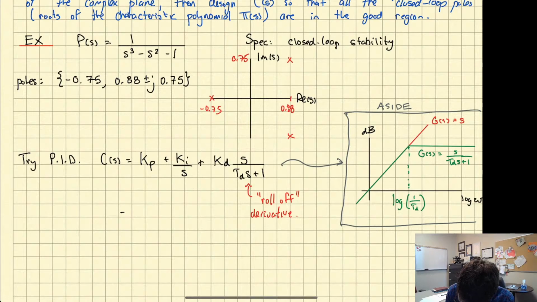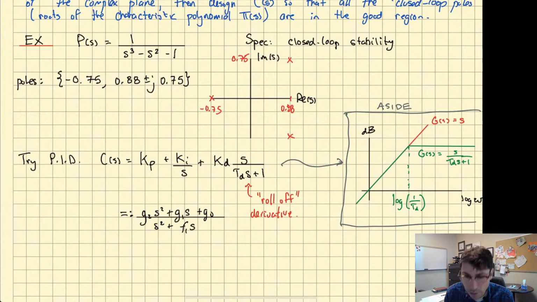I argue that this controller looks like the following. It looks like a second order polynomial in the numerator over a second order polynomial in the denominator, but it has a pole at the origin because of the integral. The integrator gives you a pole at the origin. The expressions for G2, G1, G0, and F1 are not important. If you want, you can derive them yourself, but I'm not doing anything fancy there. Just write the controller as numerator over denominator. So the question now, in terms of this design problem, is to pick the G's.